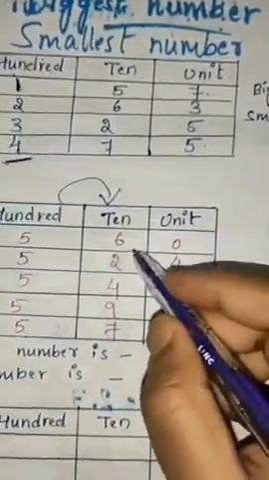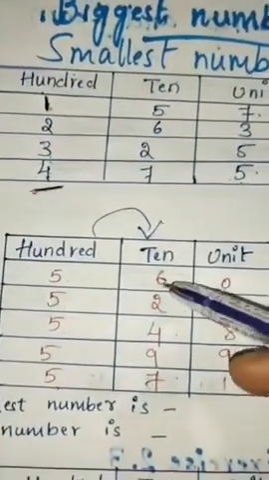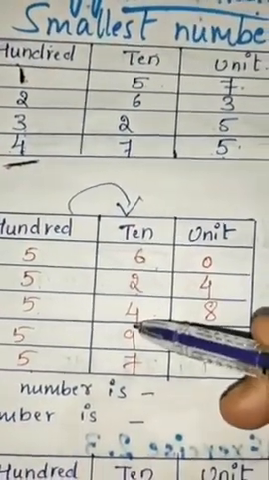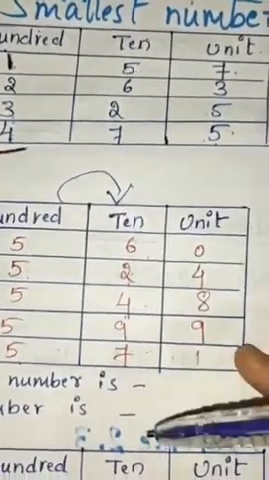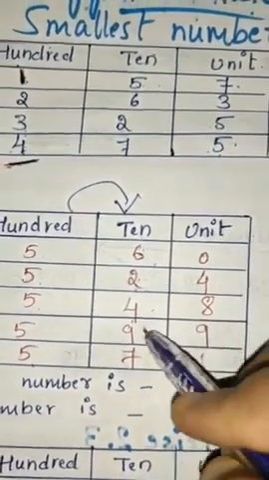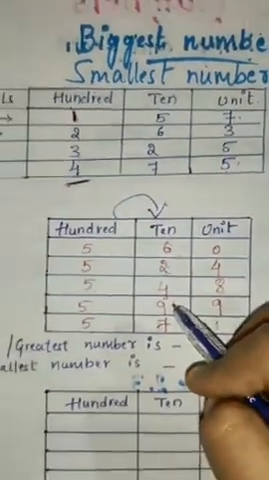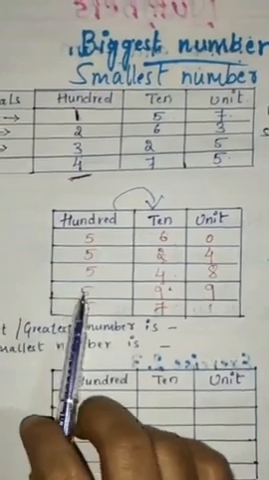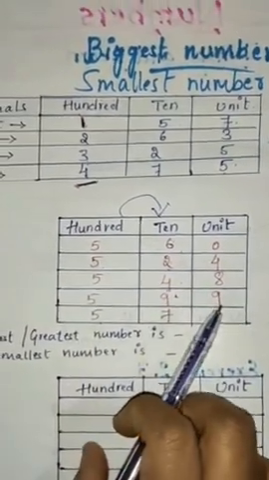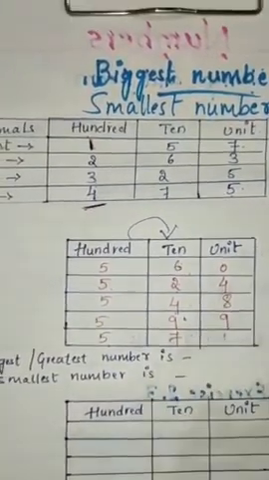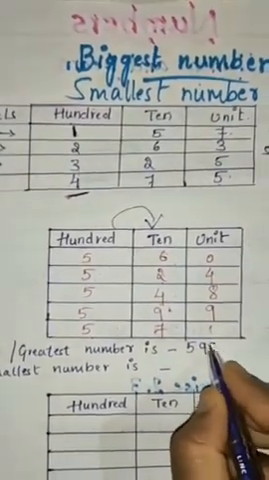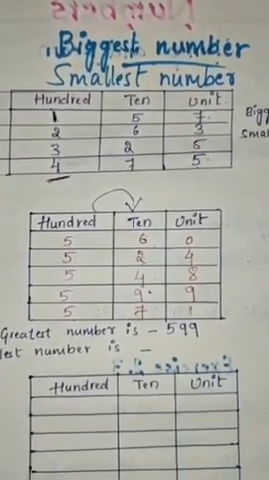Now you come to the 10th place and observe the digits here. Which is the highest digit here? Which is the biggest digit here? Yes, 9. 9 is the biggest digit, right? So here, which is the biggest number now? 599 is the biggest number.